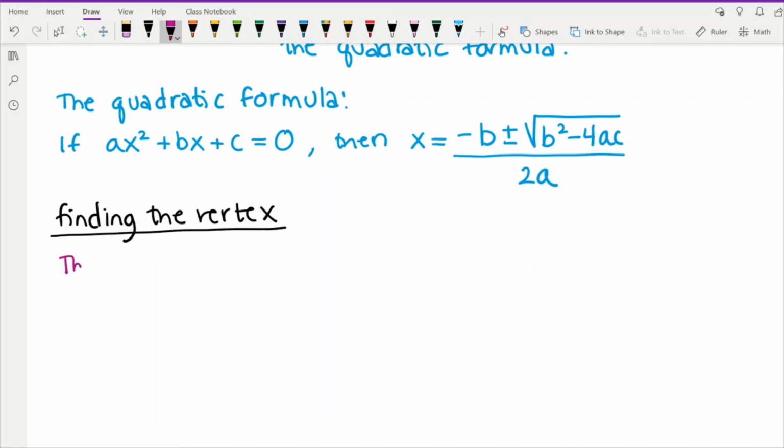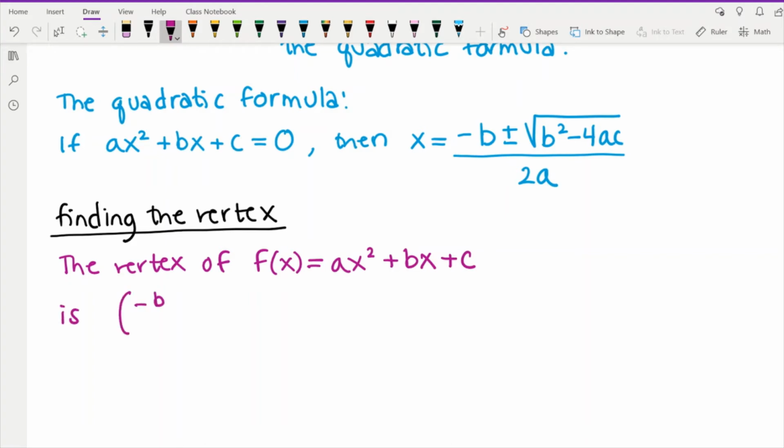So basically, the vertex of a quadratic function f of x equals ax squared plus bx plus c is going to be, so the x coordinate is going to be negative b over 2a. So basically just taking those numbers b and a and putting them into this formula. And then if you know the x coordinate of a point on a graph, how do you find the y coordinate? Well, you just plug it in, right? And so whatever that x coordinate is, you're going to plug that into your function and find the y coordinate.